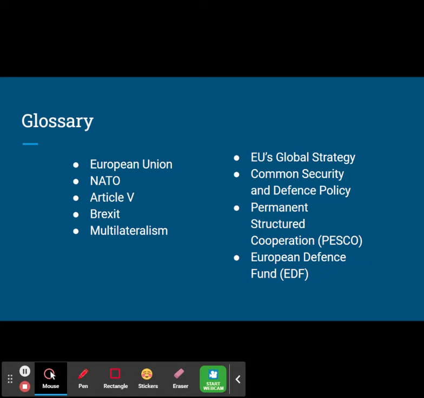Next is the European Defense Fund, which is the component of the European Union's common security and defense policy, which aims to coordinate and increase national investment in defense research.